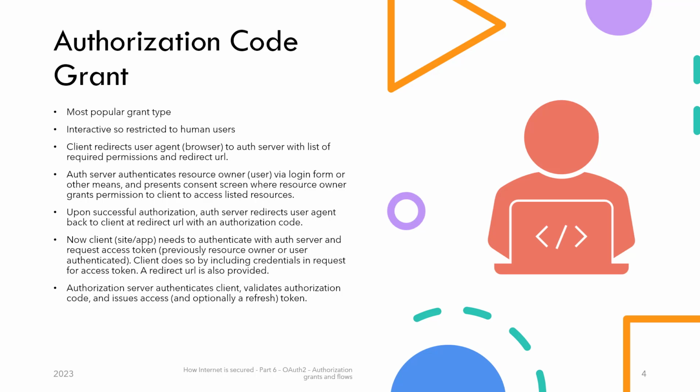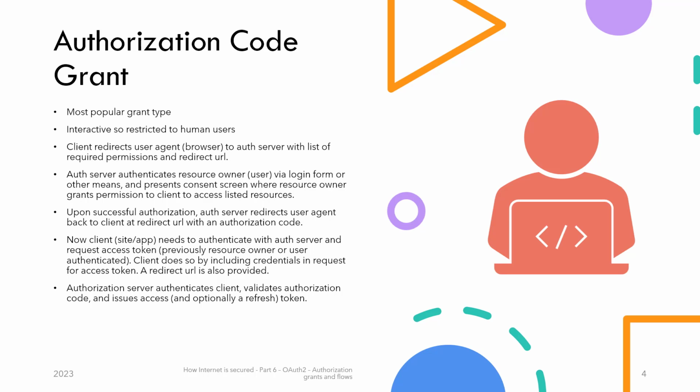Upon successful authorization evaluation, the auth server redirects the user agent back to the client at its given redirect URL, provided in step 1 or during client registration with the authorization server. Parameters include an authorization code and the local state provided by the client earlier. Now the client needs to authenticate itself with the authorization server. Previously, you, the resource owner, authenticated.